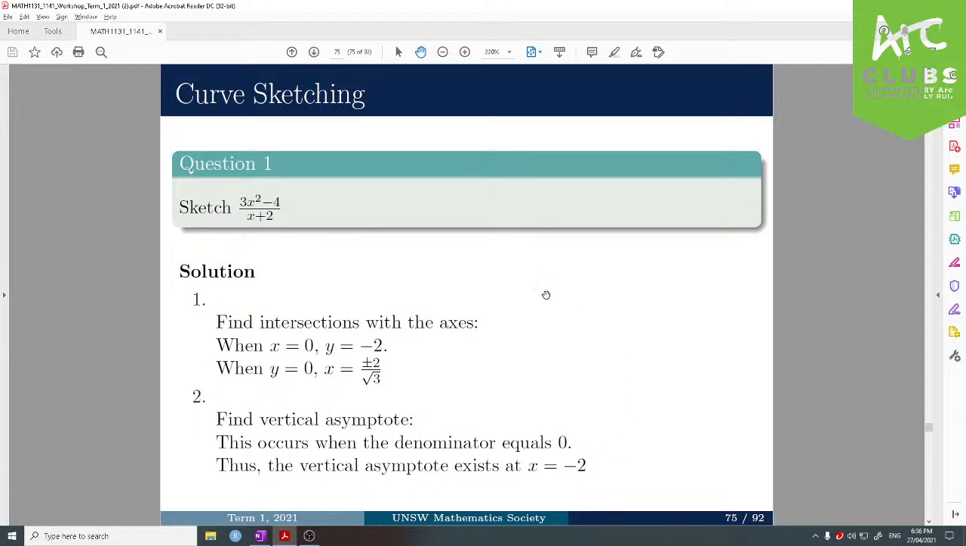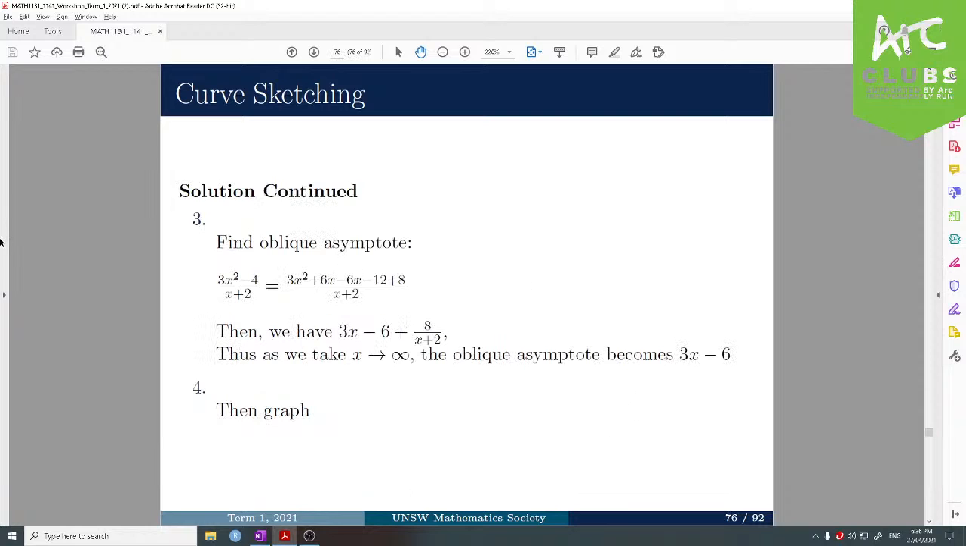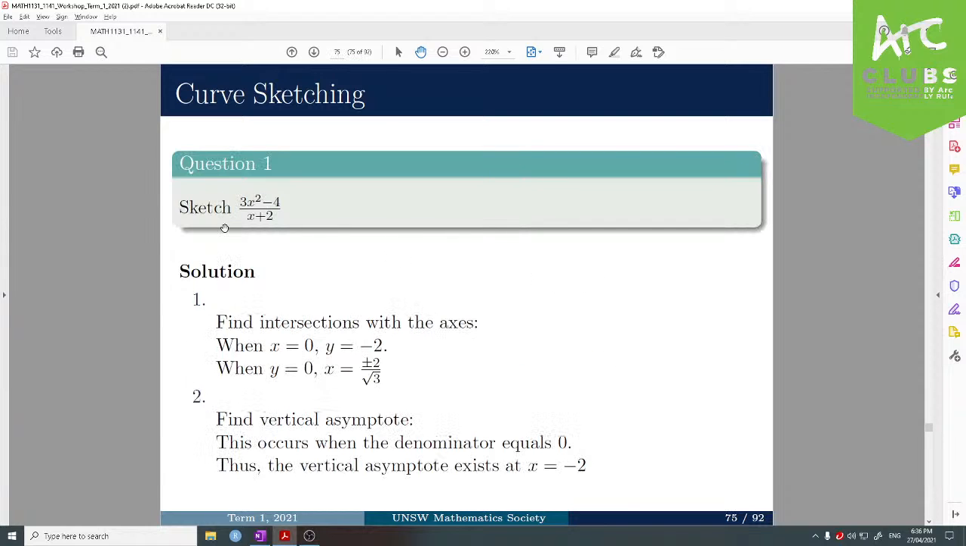In part 3, we're finding the oblique asymptote. Unlike the usual questions, there's no horizontal asymptote here, but instead there's one that is oblique. The way that we can tell that there's no horizontal asymptote is because if we take the limit as x approaches infinity, this thing won't converge to a nice constant.